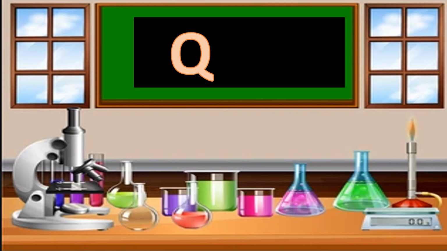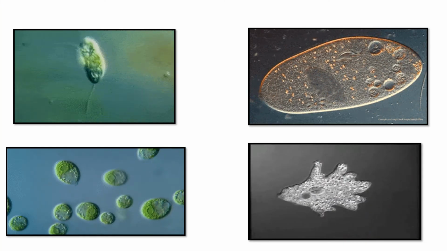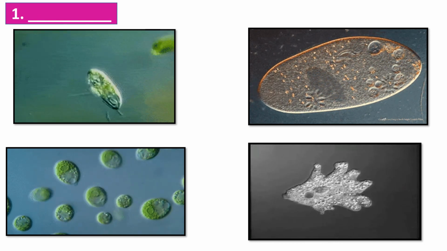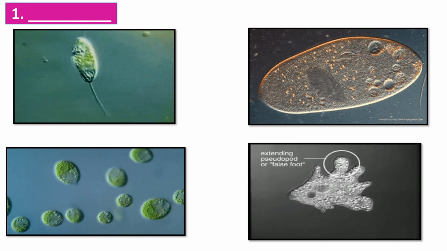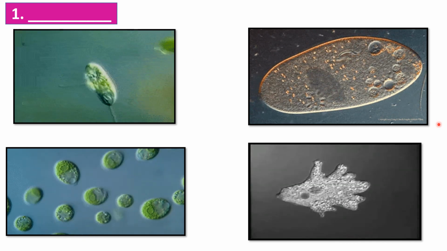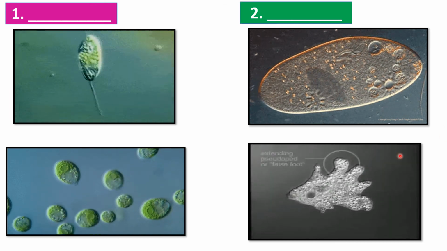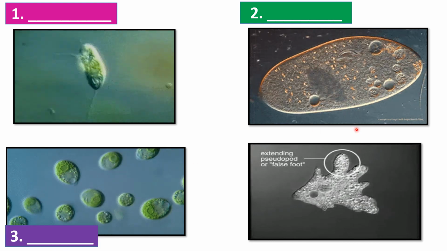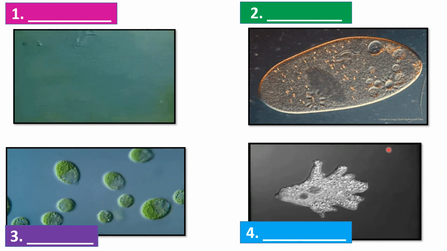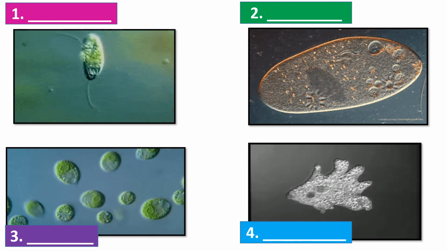Okay, let's have a short quiz now, and please write the answers in the comment section in the Google Classroom, of course. I would like you to identify the different unicellular organisms. What is the name of this unicellular organism? Number 2, what is this? Number 3. And number 4. Please identify the four types of unicellular organisms.